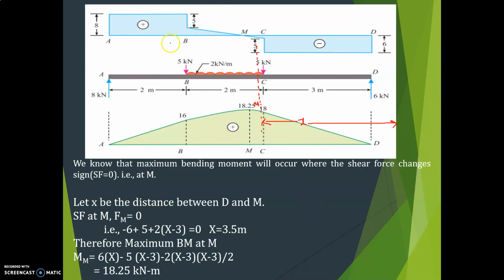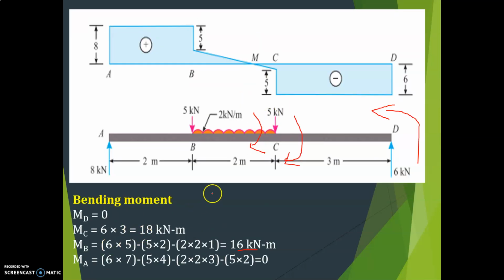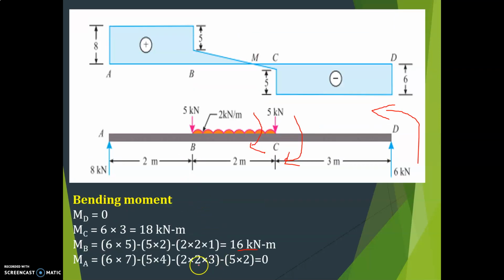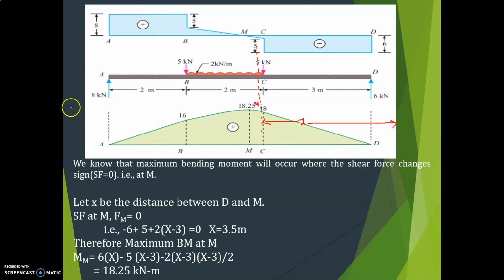Okay, so draw the bending moment diagram. This is the shear force diagram and this is the loading diagram, then the bending moment diagram. At D it is 0 and at C it is 18, at B it is 16, and then at A it is 0. So here this is a straight line and here this is a parabolic curve because of the UDL, then this is a straight line.